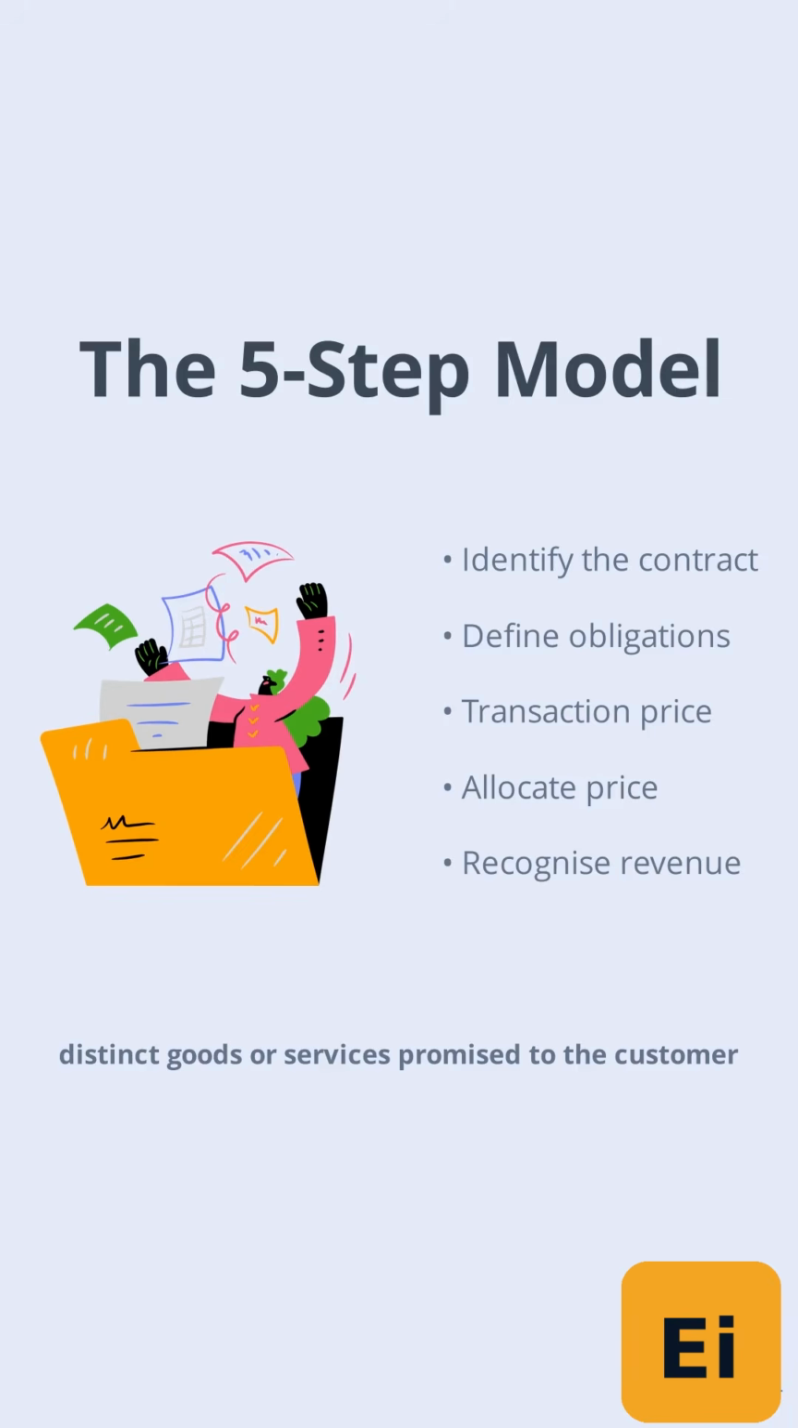Step 3 is to determine the transaction price, including any variable amounts, significant financing components, or non-cash consideration. Step 4 is to allocate the transaction price to each performance obligation, usually based on their standalone selling prices. Finally, Step 5 is to recognize revenue when the performance obligation is satisfied. Each step has its own criteria, and mastering them is essential for exam success.